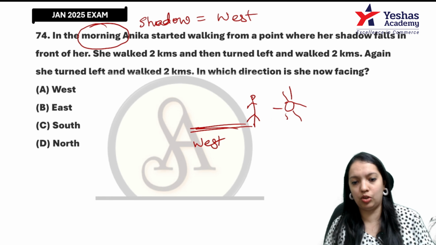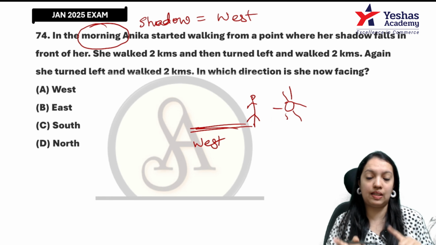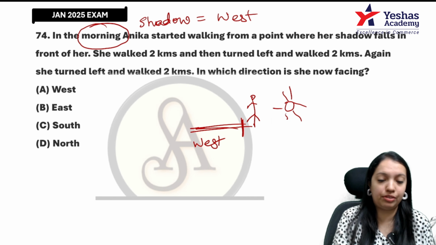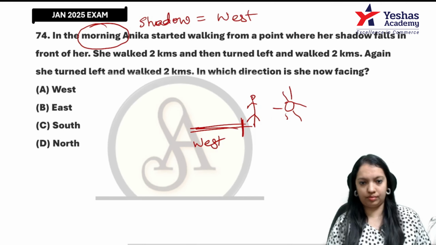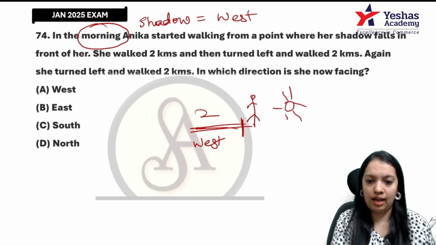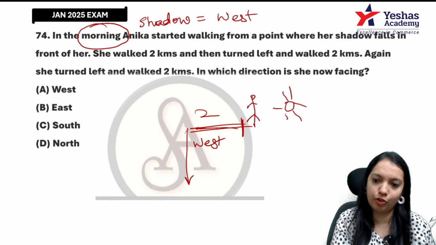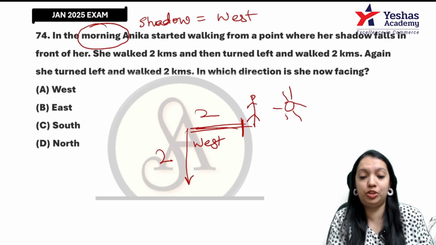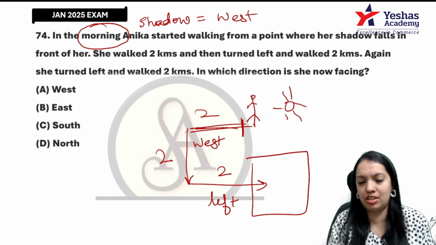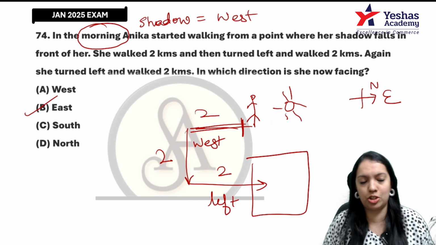She walked 2 kilometers. In the morning, she started walking from this point where the shadow is in front of her. She walked 2 kilometers in the same direction, and then she turned to her left and walked for 2 kilometers. Again, facing south, she took a left turn. Be careful. And she walked for 2 kilometers. In which direction is she facing now? When we do north and east, this is east direction, option B.